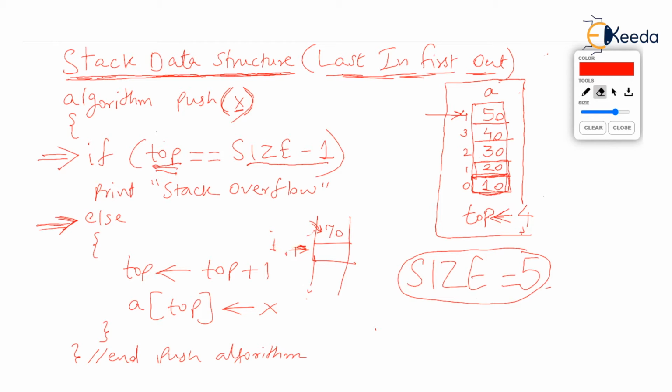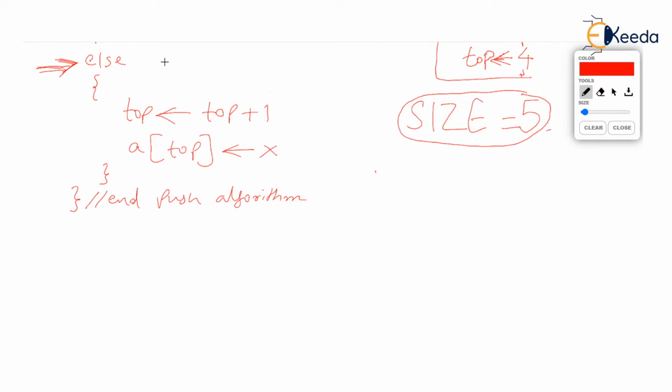The only thing is you should be careful that before you do top plus plus and put the new value at topmost place, you should check for overflow. And overflow condition is very easy. If top has already attained the final position of the array, then announce it is overflown. Now, after learning first operation push, let's try to learn the second operation pop.